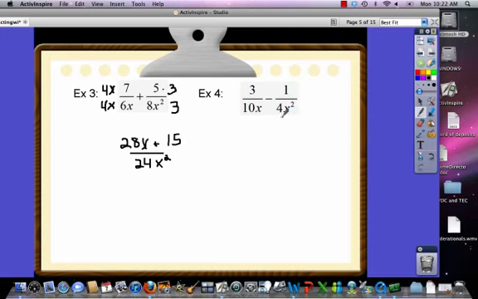Over here, what would my common denominator be? Well, 40 would work, but 20 would be smaller, wouldn't it? 20x squared.